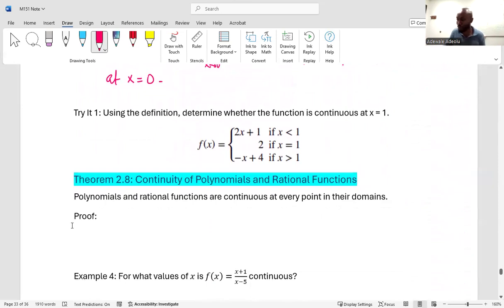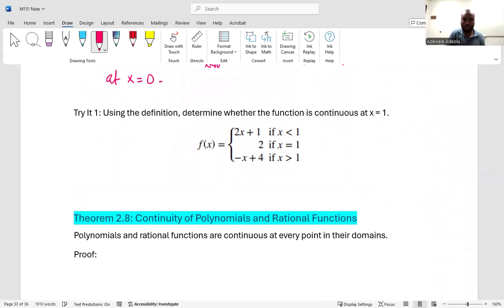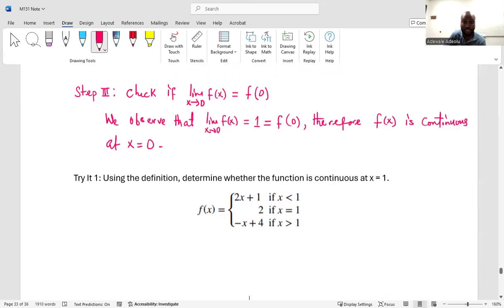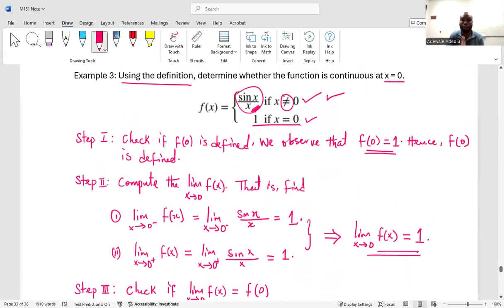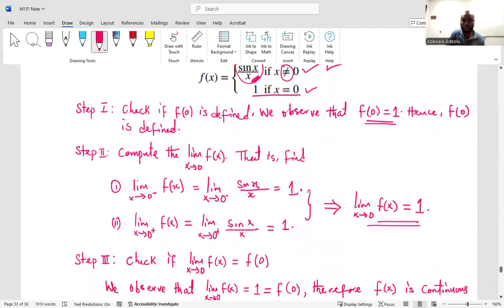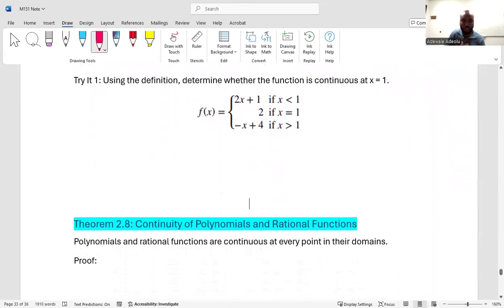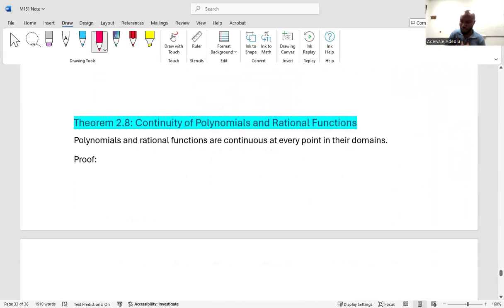Okay, now you should pause this video and go ahead to solve this problem. Using the definition, determine whether the function is continuous at x equals 1. So just go through the same idea we have used and solve this problem. Please, I want you to be able to write it diligently, just as I did. This is a good way to communicate your work to someone reading it.